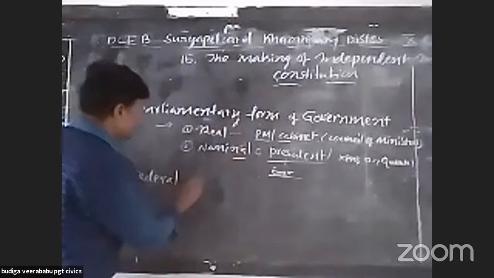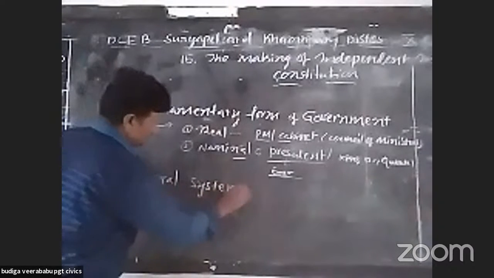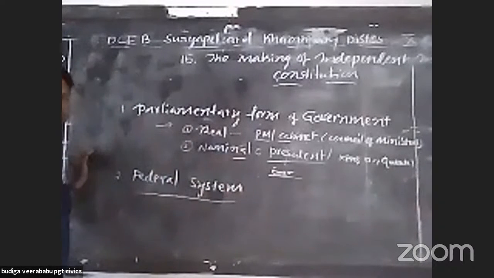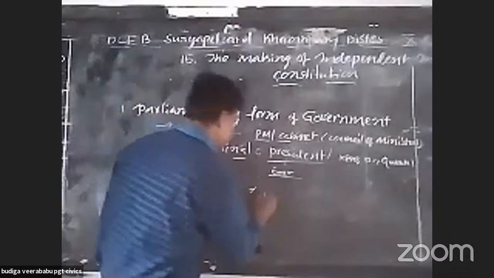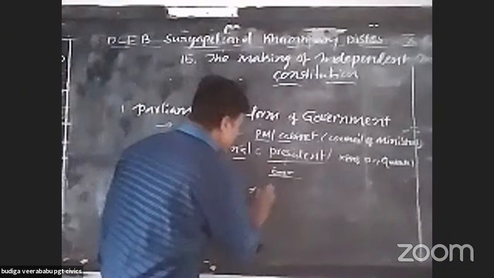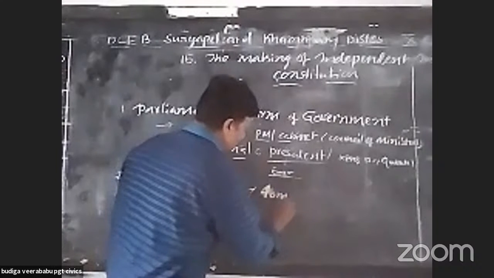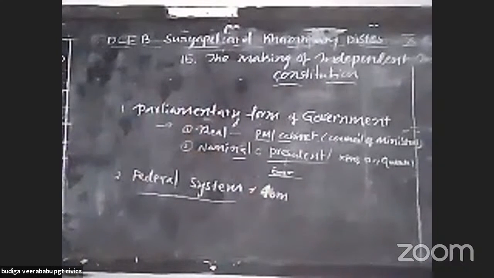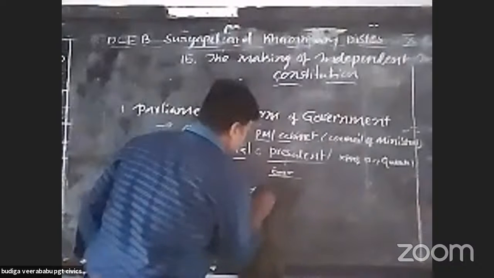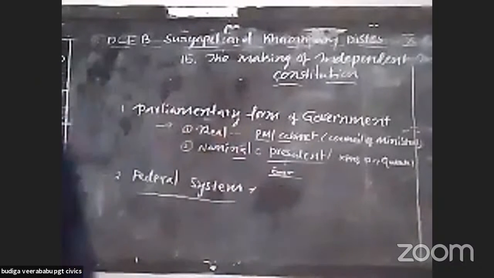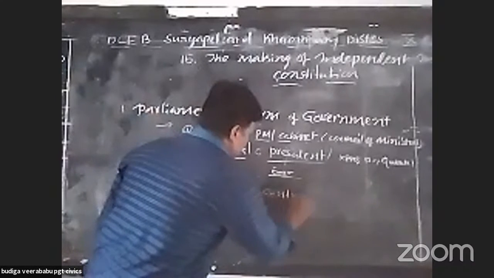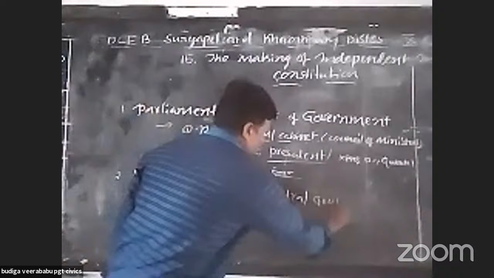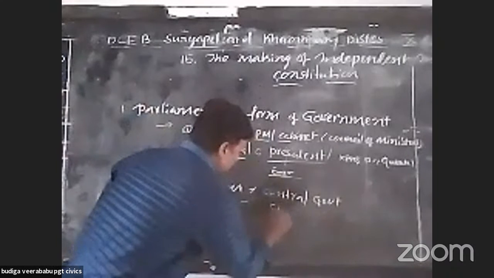That is federal system or federalism. Right. So federal system means, as in the previous class we know, that the word federal is derived from the Latin word foedus. Foedus means the agreement between the state and central governments. Right. So federal system, that is the central government and the state government.